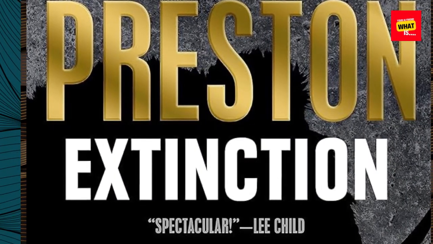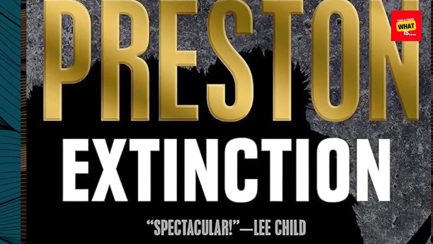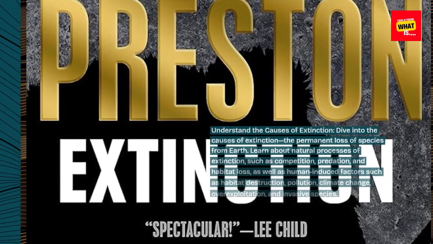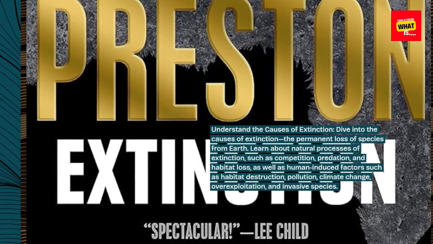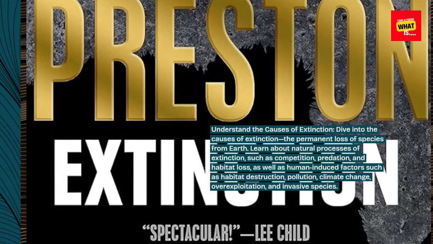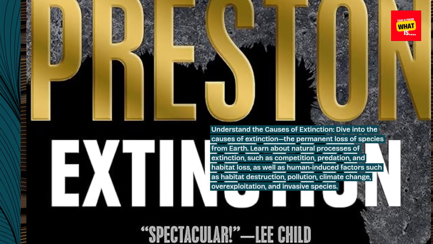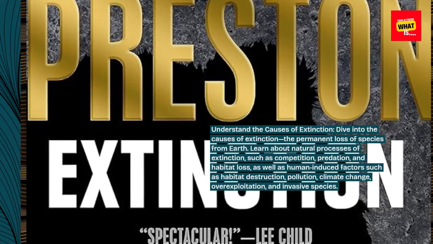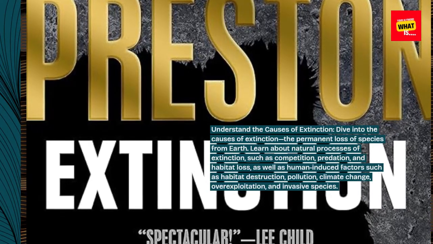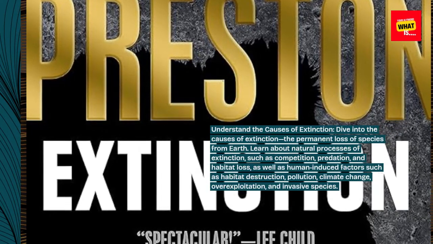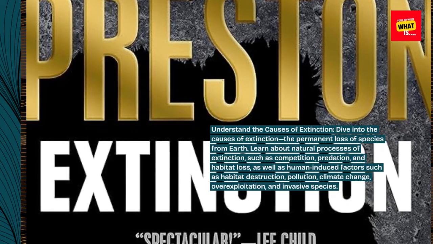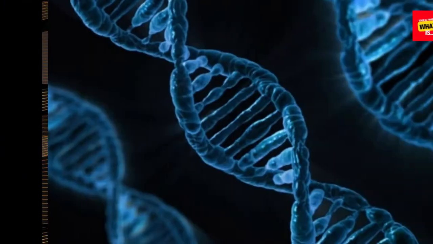Understand the causes of extinction. Dive into the causes of extinction, the permanent loss of species from Earth. Learn about natural processes of extinction, such as competition, predation, and habitat loss, as well as human-induced factors such as habitat destruction, pollution, climate change, overexploitation, and invasive species.